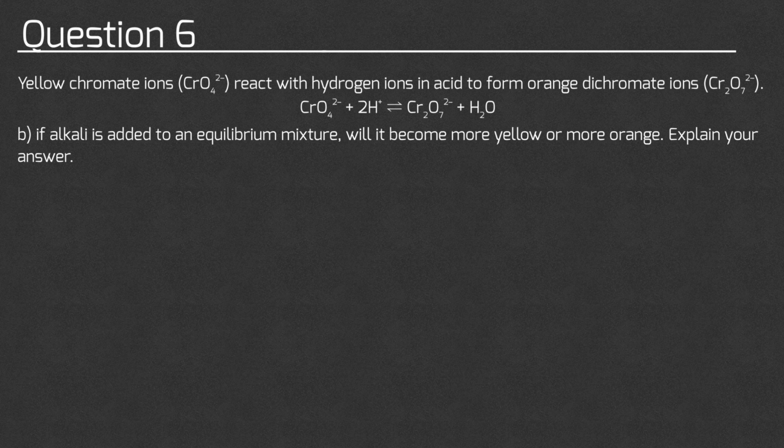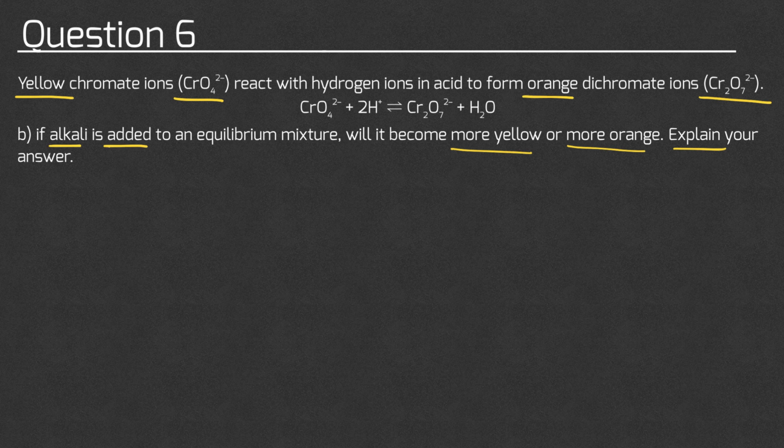Finally, for the last question, we've got the same set of equations again, with the same coloured chemicals, but this time we're asked what is going to happen if we add alkali to the equilibrium mixture instead of acid. So let's pick out the key bits of the question once again. As before, we've identified which chemicals are which colour, we're adding an alkali, and we need to know what would happen to the colour. This is an explain question again, so we need to give a reason why this change is happening.